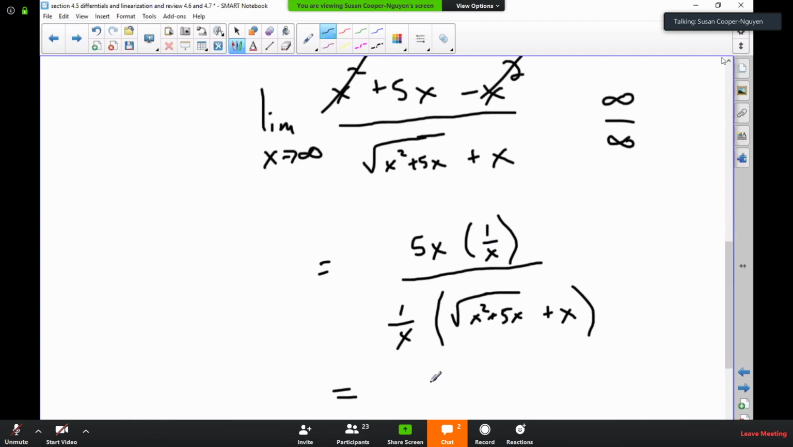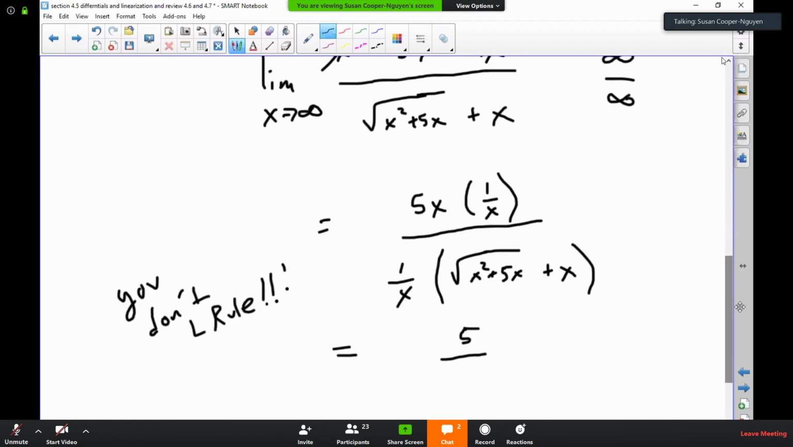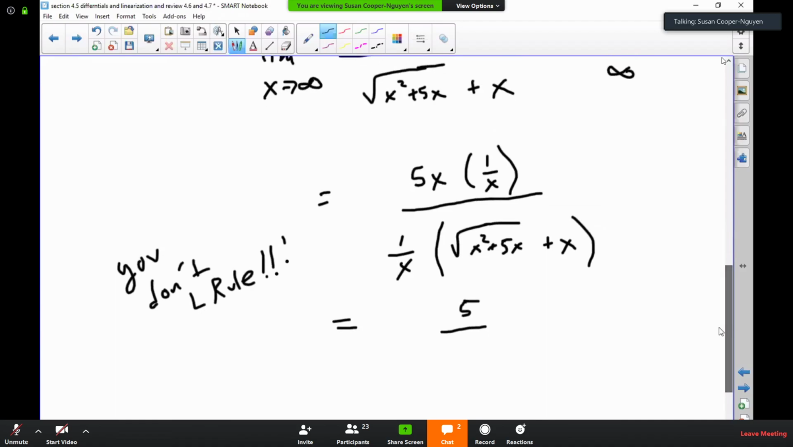So the top's going to clean up nicely. The x's are going to cancel. The top's going to clean up to 5. And then guess what? This one's kind of misleading because it cleans up so nicely that you actually don't need L'Hopital's rule. Turns out you don't even need it if you clean it up using the algebra. If you use L'Hopital's rule, it gets pretty messy. So I probably should have been more specific on that.